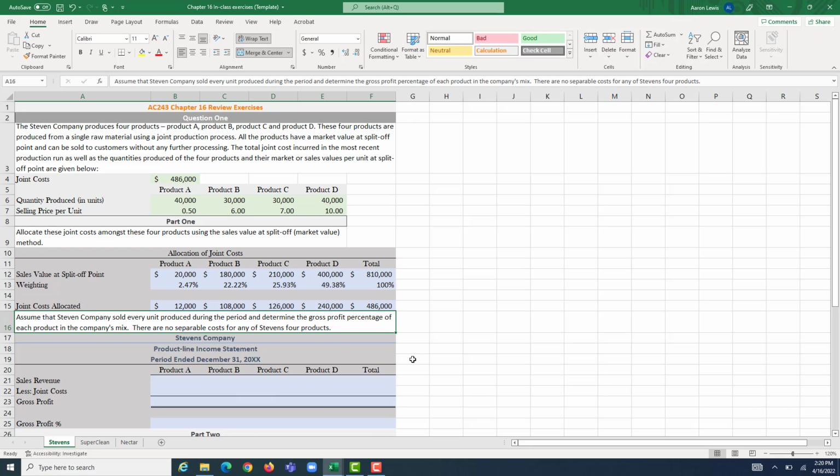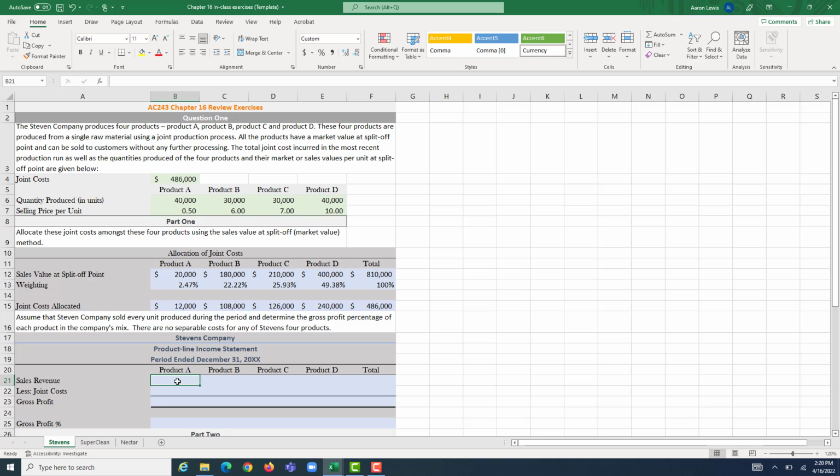Assuming that we are just going to sell these as they are, where there's no separable costs, there's no further enhancing costs that are unique to product A or B, etc. Just the only cost that goes into production is the joint costs. What is the gross profit percentage going to be for each product? Well, we have our sales revenue from each product. That's equal to our sales value at split off, since we're assuming we're selling at the split off points.